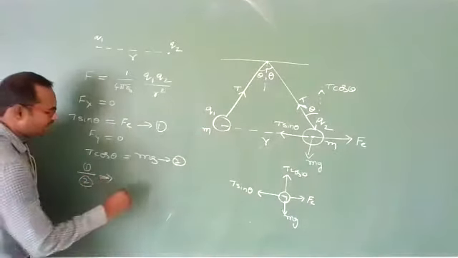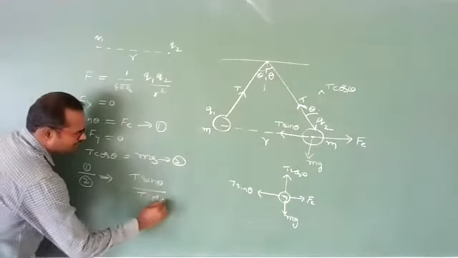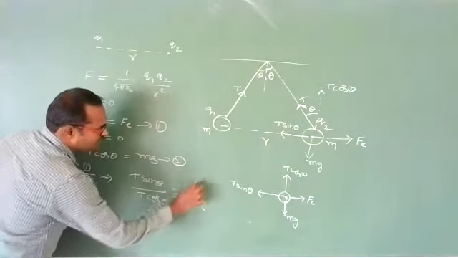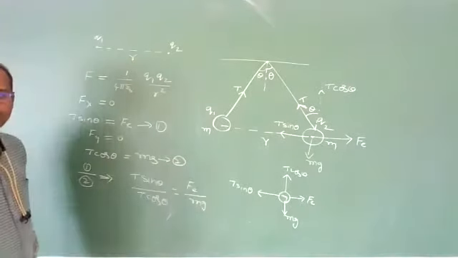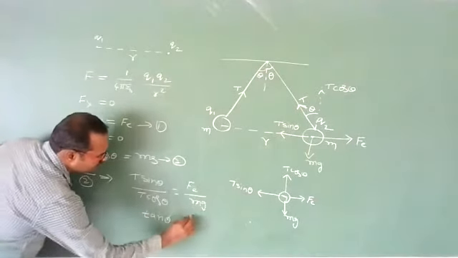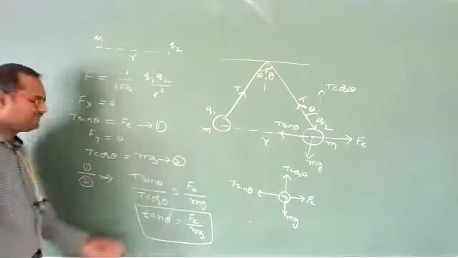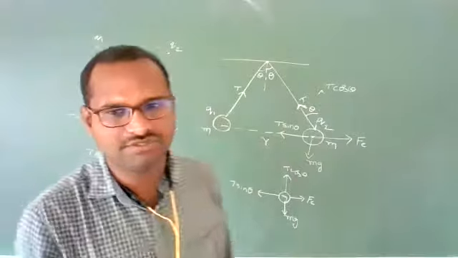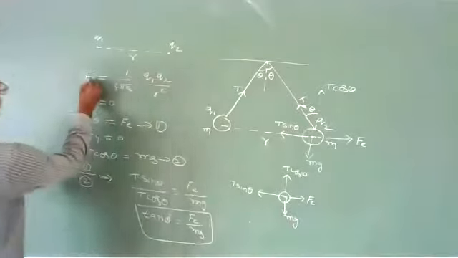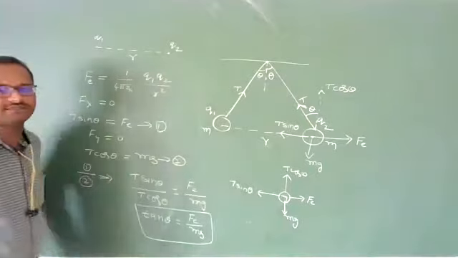What will you get? T sin theta divided by T cos theta is equal to Fe divided by mg. Fe means the electrostatic repulsive force. T cancels, you will get tan theta. Tan theta is equal to Fe by mg. Clear? If you want to find theta, then you can find tan theta. Tan theta is Fe by mg. And as we know, the Fe value is 1 by 4 pi epsilon naught Q1 Q2 by R square. Substitute, you will get the answer.